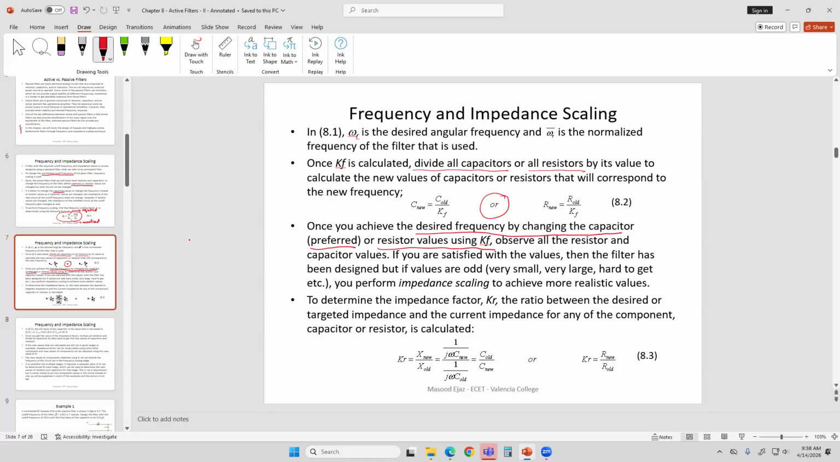You do have to do impedance scaling, because the values that you're going to get, either for a capacitor or resistor in the normalized circuit, after you apply the frequency scaling, might not be very good values to create a circuit. They may be very small or very large. You may not have them in your kit. So pretty much 100% of the time, you have to perform impedance scaling to get the new values. But the first step is your frequency scaling.